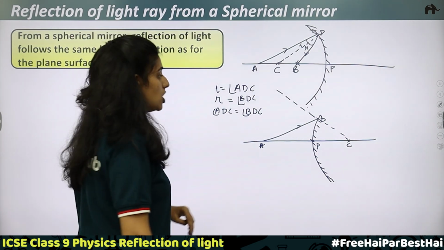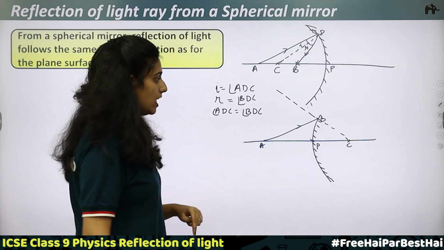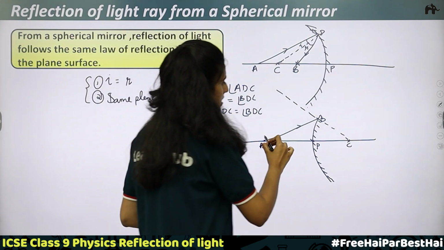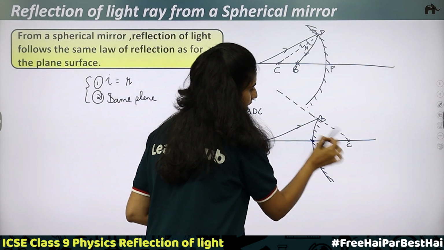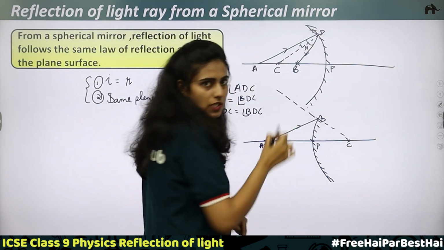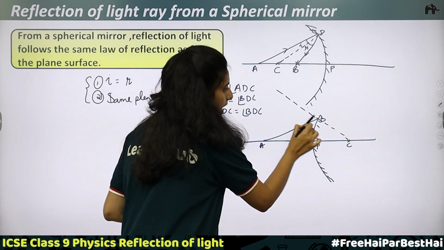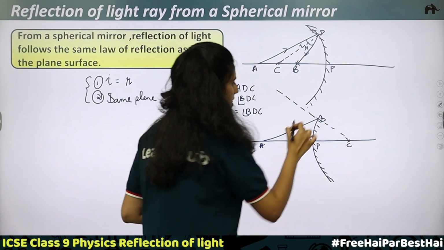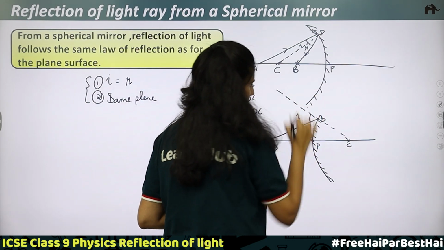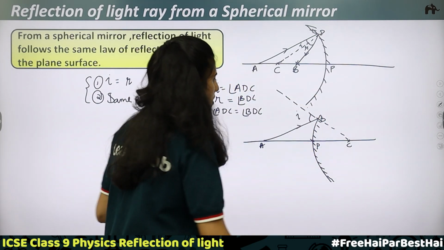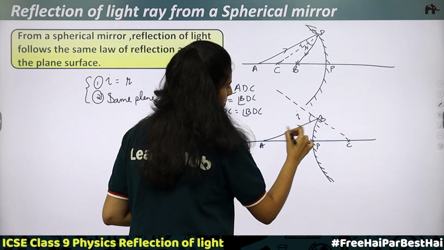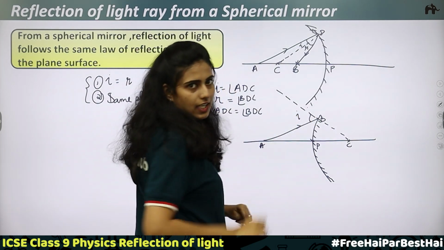You have to measure the angle that is made between the incident ray and the normal. This part, not this part. This part you have to consider, that is in front of the mirror. For that purpose, we are extending the normal. Measure this angle. You will get the angle of incidence. So, here, this is your angle of incidence.